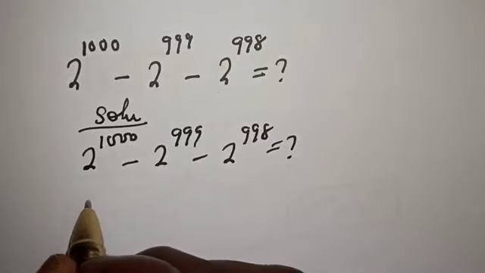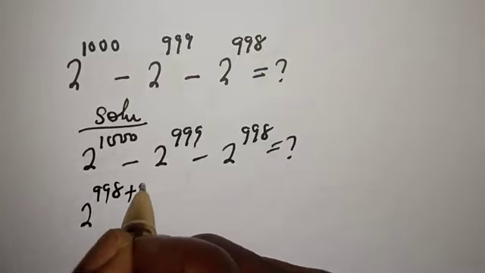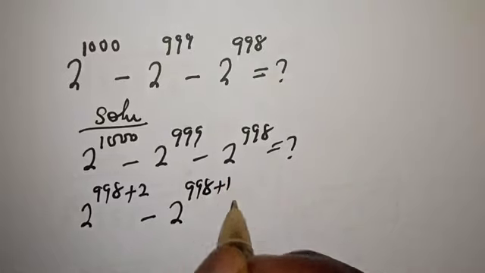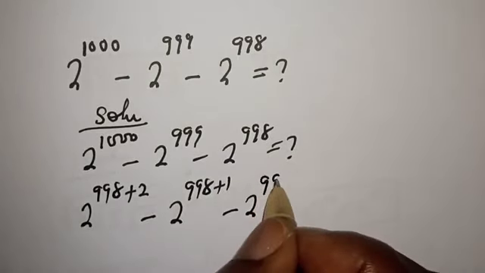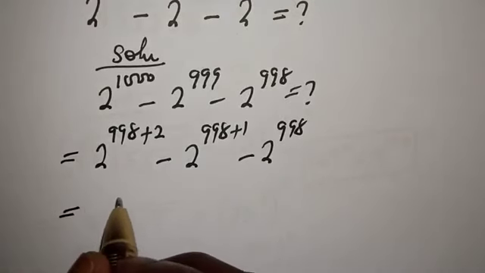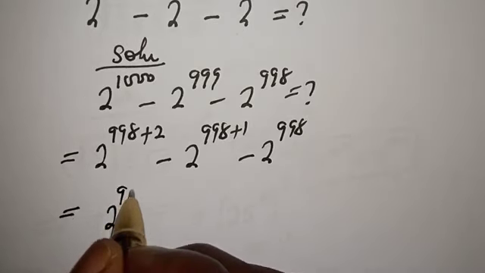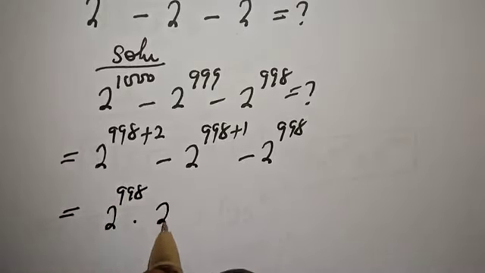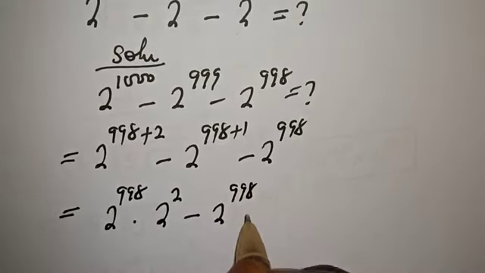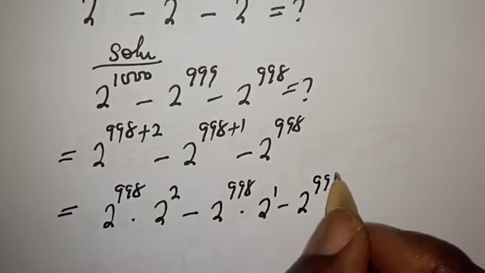Then this can be written as 2 raised to power 998 plus 2 minus 2 raised to power 998 plus 1 minus 2 raised to power 998, equal to 2 raised to power 998 multiplied by 2 raised to power 2 minus 2 raised to power 998 multiplied by 2 raised to power 1 minus 2 raised to power 998.